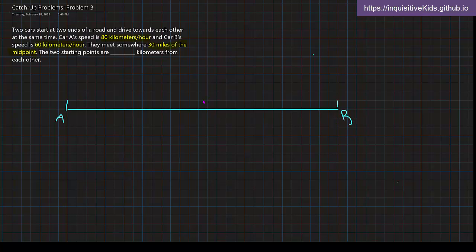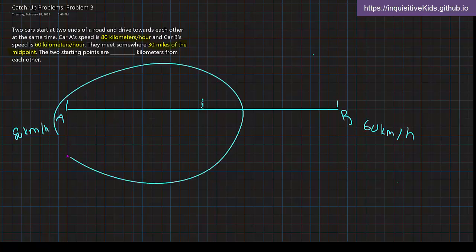And over here is the midpoint. Okay, kind of looks like the midpoint there, right? And we know that they meet somewhere 30 miles of the midpoint. Also, this is 80 kilometers per hour. This is also 60 kilometers per hour. So we're trying to find their meeting place, somewhere on here. So now I'm asking you, will they meet left of the midpoint or right of the midpoint?